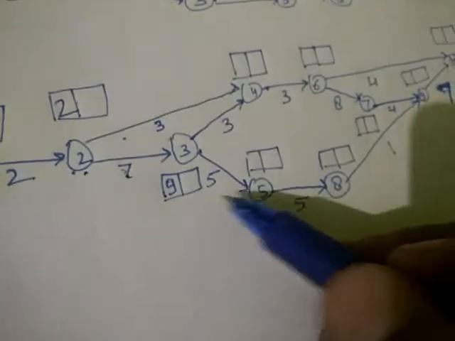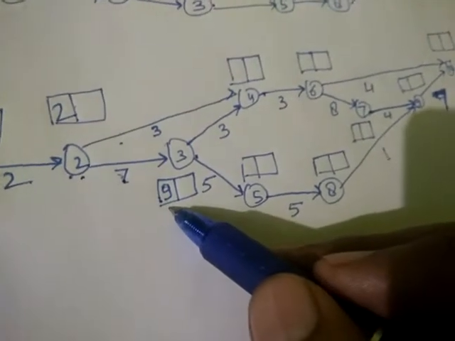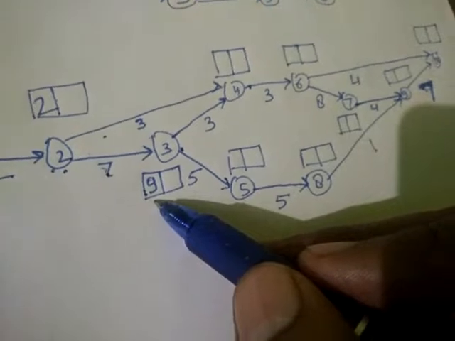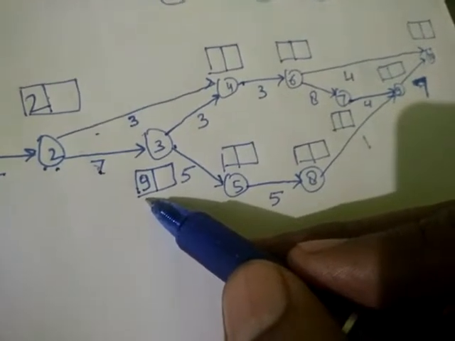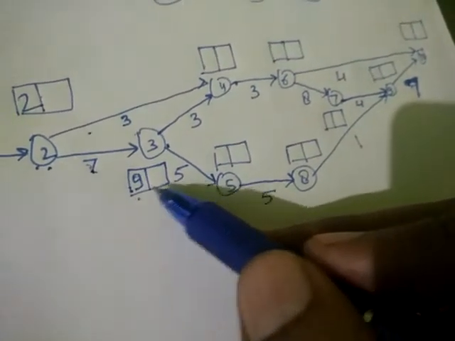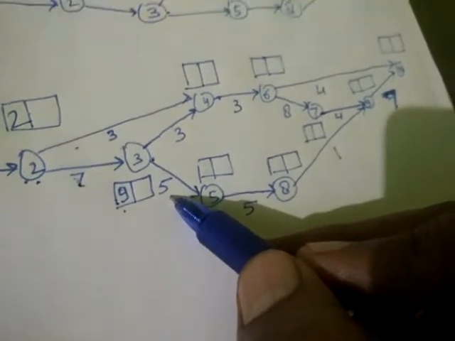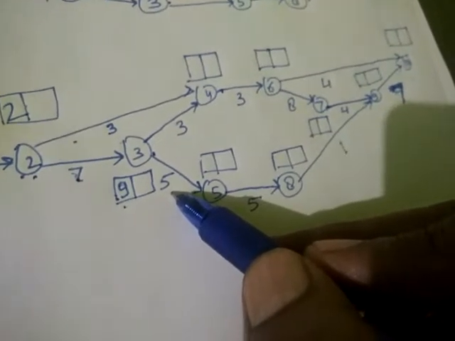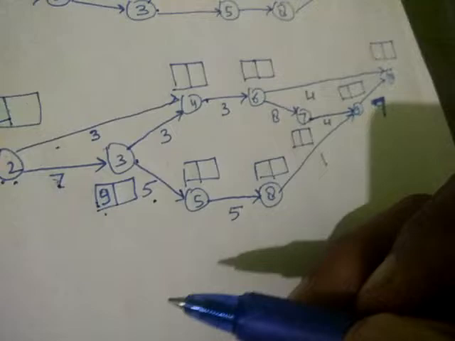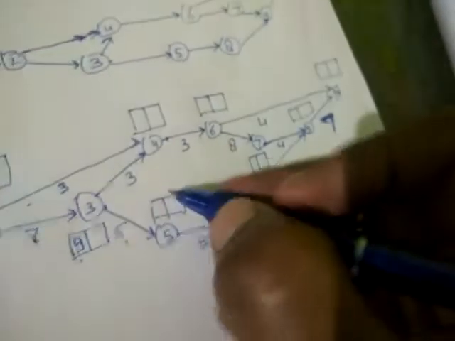In the same way here, if it is 9 for activity 3 to 5, if it starts at 9 and it takes 5 hours to finish that activity 3 to 5, then at what time will this activity finish? So 9 plus 5, 14.